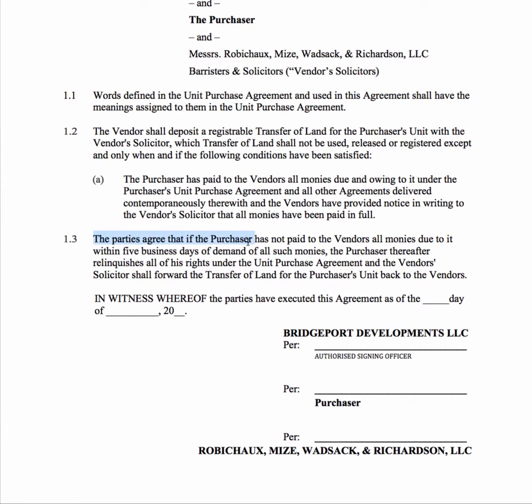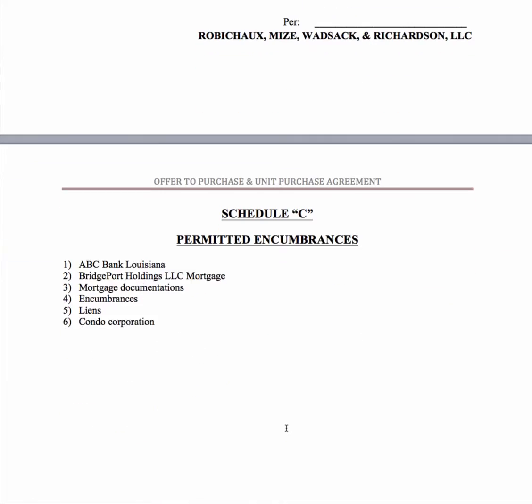The parties agree that if the purchaser has not paid the vendor all money due to it within 5 business days of demand of all such monies, the purchaser thereafter relinquishes all of his rights under the unit purchase agreement, and the vendor's solicitor shall forward a transfer of land for the purchaser's unit back to the vendor. So this means that if you don't proceed, the lawyer will actually send us back the land transfer. Again, Bridgeport, purchaser, and Robichaud, the legal firm that we're hiring.